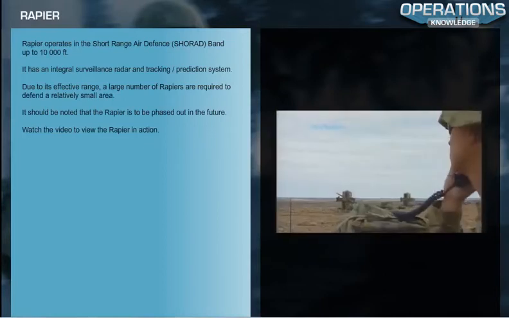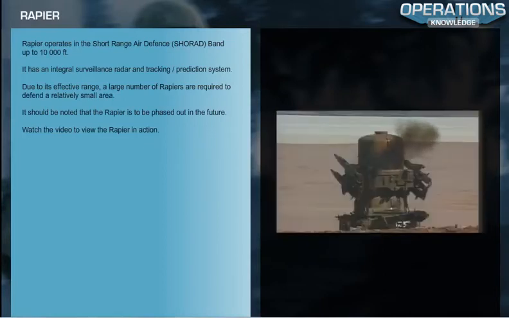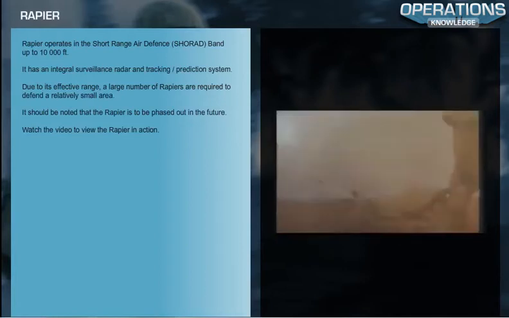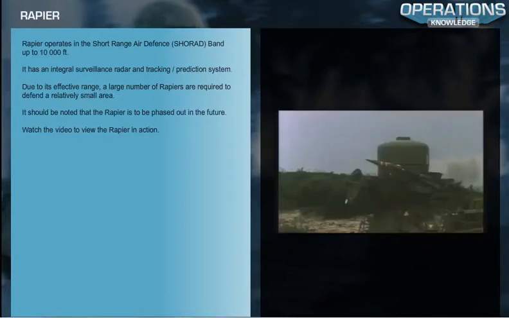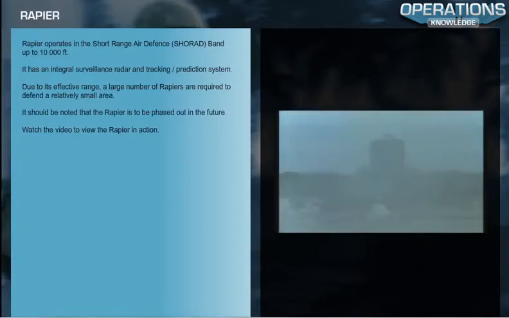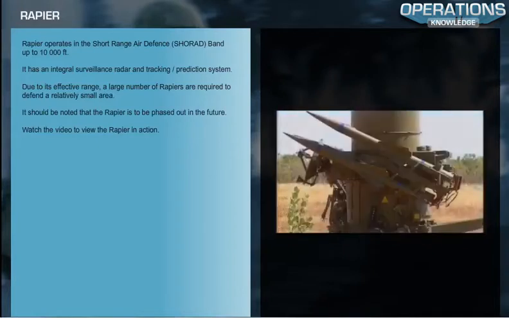The major limitation of Rapier is its maximum effective range. Consequently, a large number of weapons are required to protect a relatively small area. The relevant statistics of Rapier are displayed on screen.